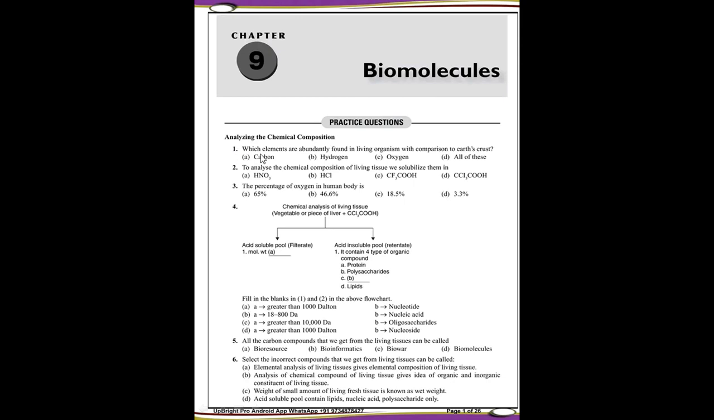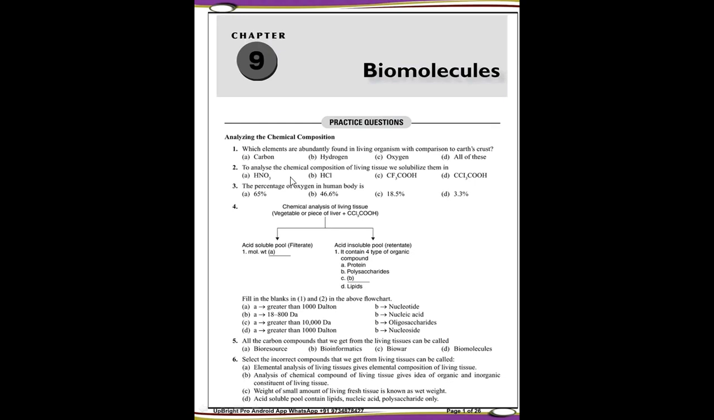Question 1 says, which elements are abundantly found in living organisms in comparison to the Earth's surface? We have carbon, hydrogen, oxygen, or all the above. All these elements are found in organisms on the Earth's surface. So the answer for question 1 is all the above, because oxygen, hydrogen, and carbon are all part of the elements or compounds in living organisms on the Earth's surface.